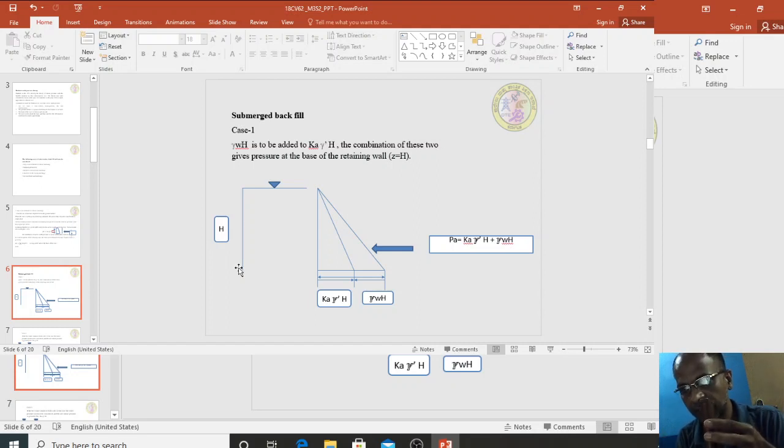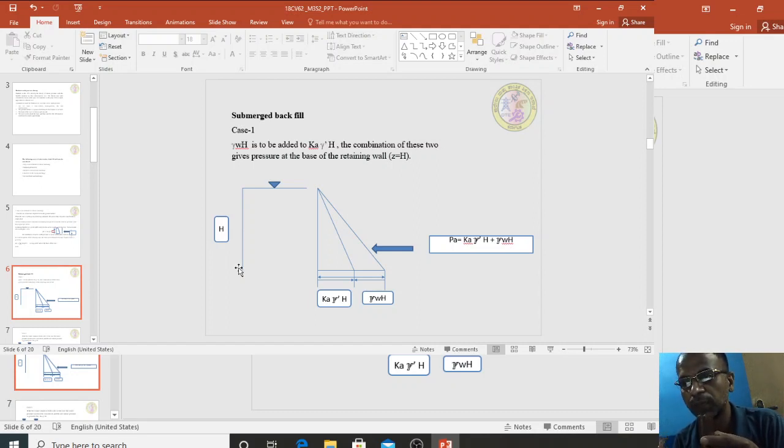The base of the pressure distribution triangle for soil alone is Ka into gamma dash into H, because it is a submerged condition. Gamma submerged is equal to gamma sat minus gamma W, that we all know. And due to water pressure, it is gamma W into H. Here we should not multiply by Ka, because the active earth pressure coefficient Ka depends on the angle of internal friction, (1 minus sin phi) by (1 plus sin phi). When we consider water, there is no angle of internal friction, therefore we should not multiply by Ka, or Kp in the case of the passive earth pressure condition.